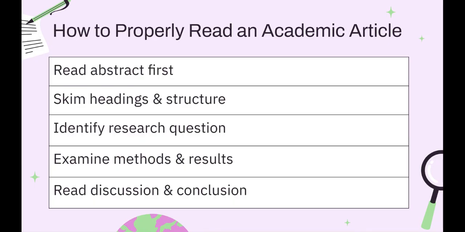Then, skim the headlines and structure of the text. How is the article broken down? Does there seem to be sections that contain the content you need for your argument? Then, look for the research question, methods, results, discussion, and conclusion.